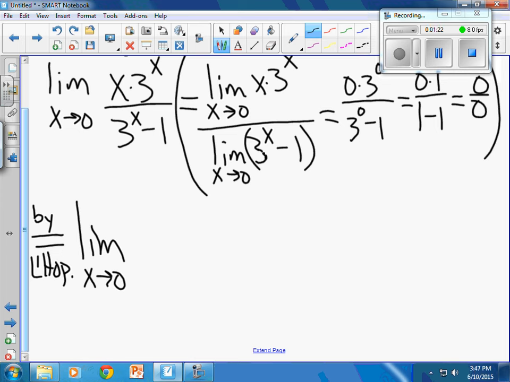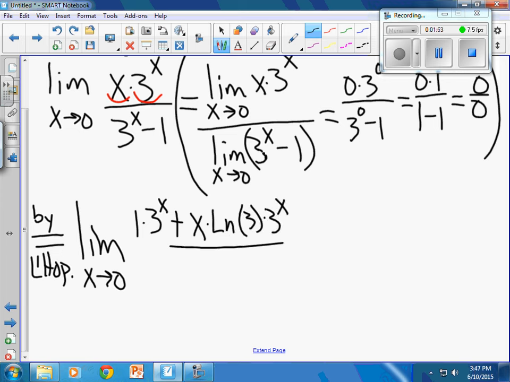In the numerator, we have a product, x times 3 to the x. So we have to use the product rule to take the derivative. The first factor is x, the second factor is 3 to the x. The derivative of the first factor is 1 times a copy of the second factor, 3 to the x, plus a copy of the first factor, x, times the derivative of the second factor. The derivative of 3 to the x is the natural log of 3 times 3 to the x, divided by the derivative of the denominator.